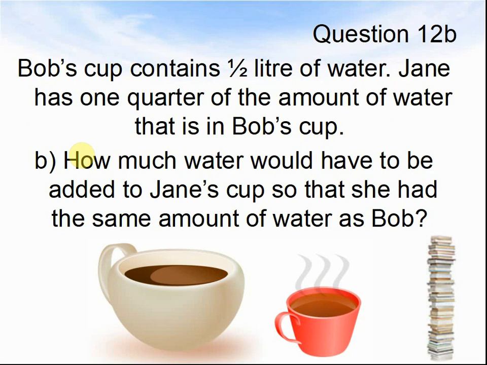12b. Bob's cup contains half a litre of water. Jane has 1/4 of the amount of water that is in Bob's cup. How much water would have to be added to Jane's cup so that she had the same amount of water as Bob? Pause the video until you are ready for the next question.